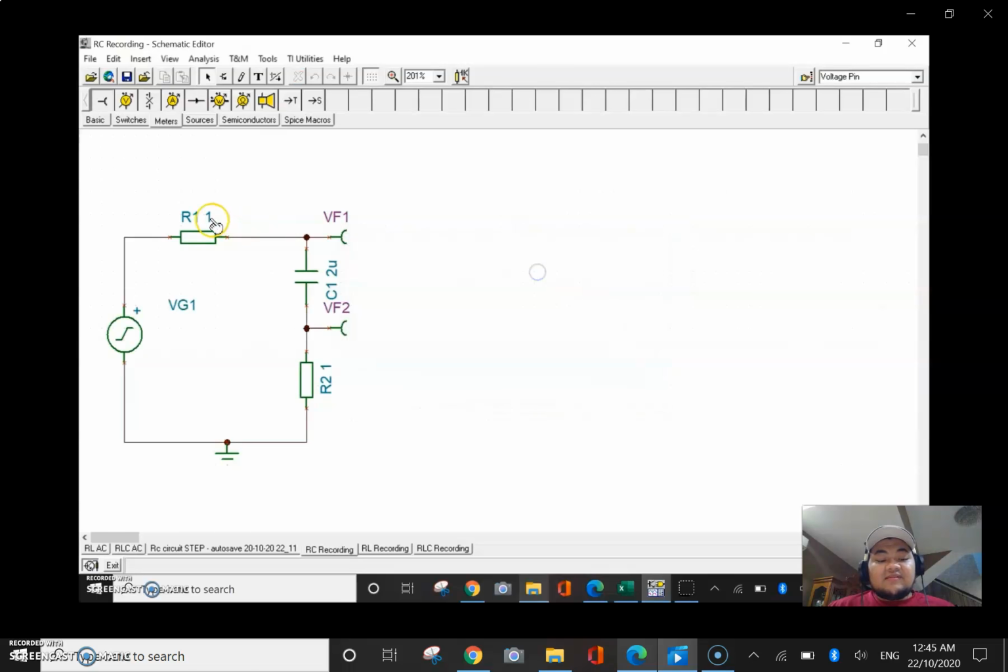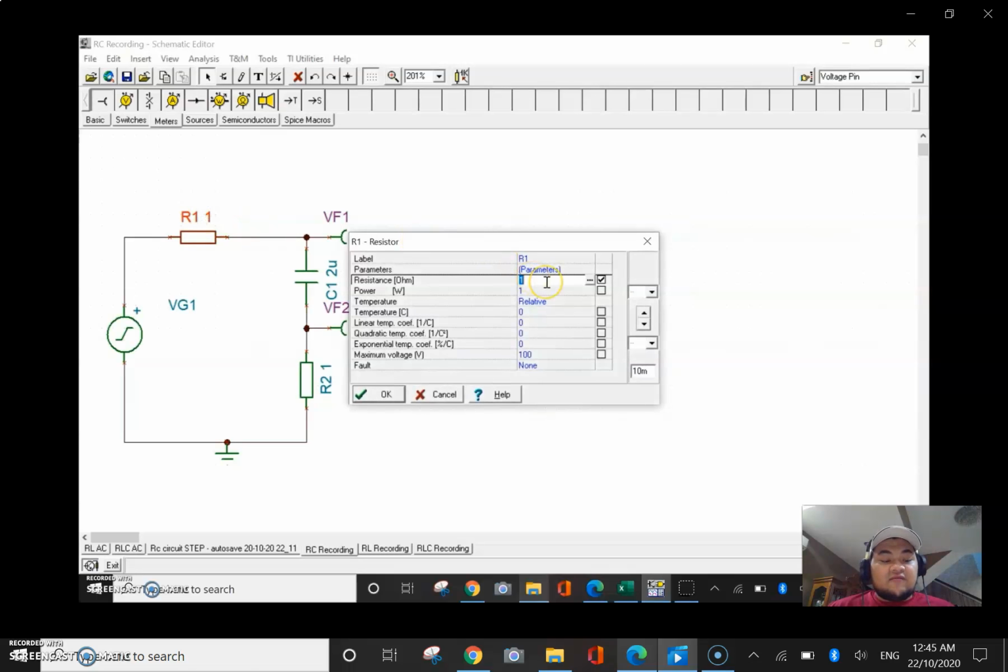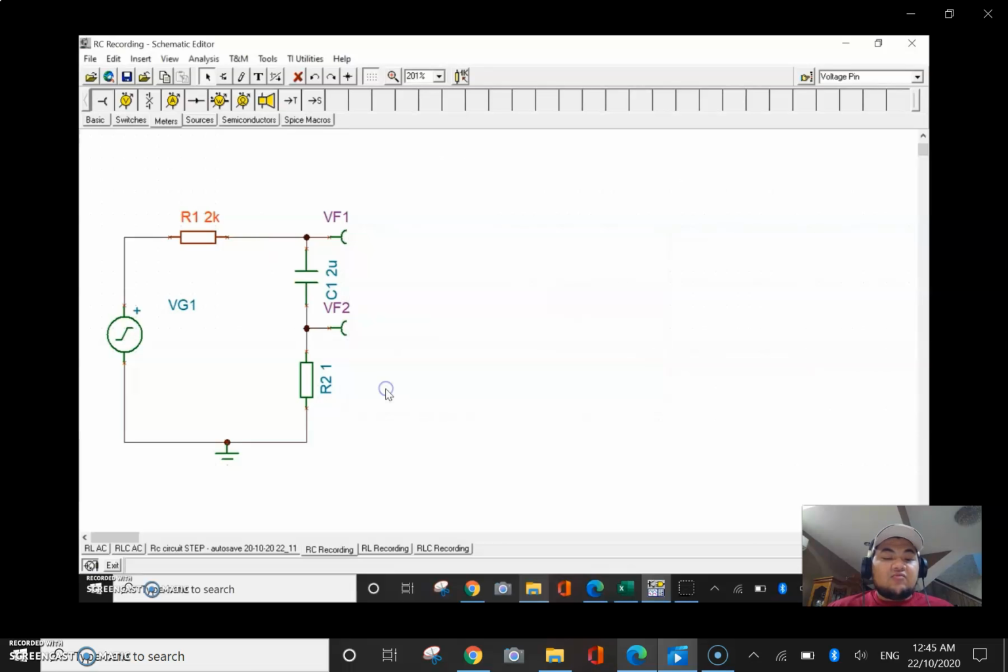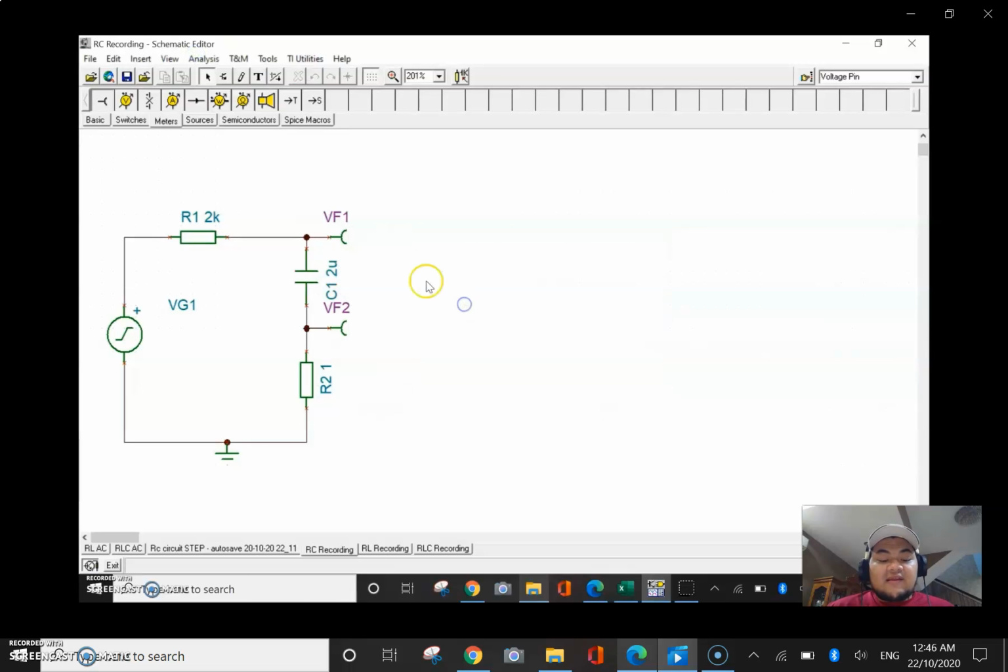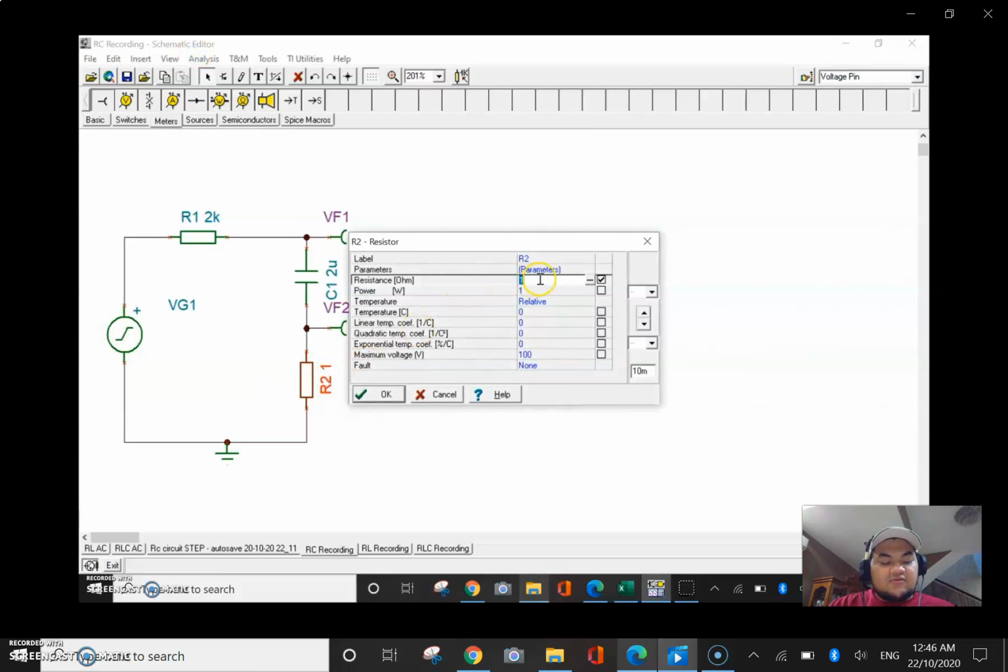Next, we must insert the value of the components. For R1, we'll be using 2k ohm, and for C1, we'll be using 2 microfarad. Note that we only need to type in the value without the unit. And then for R sense, we'll be using 1 ohm. Note that R sense is placed so that we can obtain the reading of current from the oscilloscope.